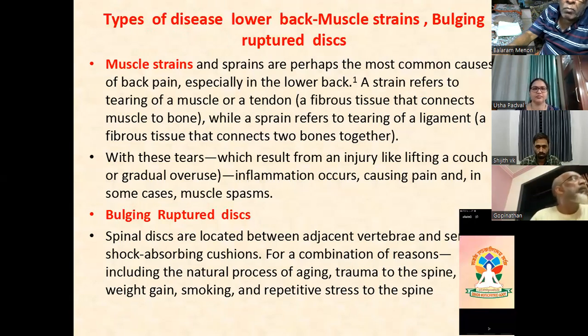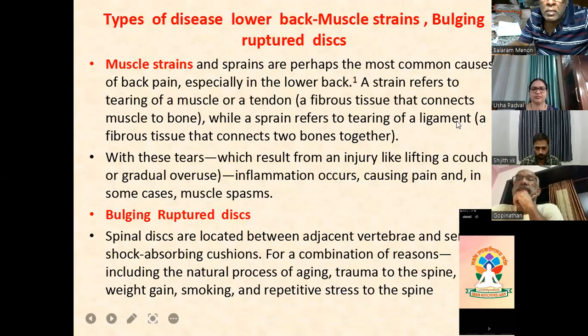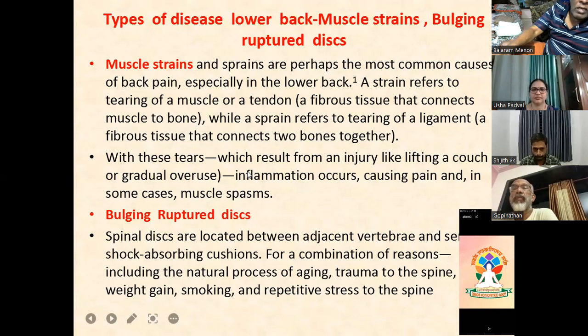Muscle strain and sprain are the most common causes of back pain, especially in the lower back. A strain refers to a tearing of a muscle or tendon, while a sprain refers to tearing of a ligament, a fibrous tissue that connects two bones together. What is a ligament? A fibrous tissue that connects two bones together. Between the intervertebral discs are bones, and ligaments get connected to them. This results from an injury, like lifting a couch, or gradual overuse; inflammation occurs, causing pain and in some cases muscle spasm.